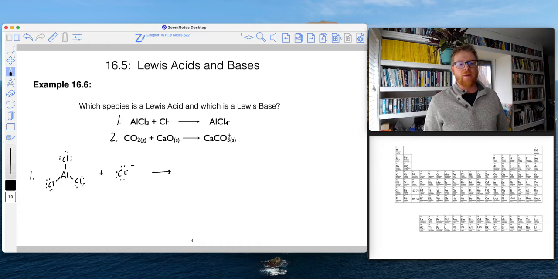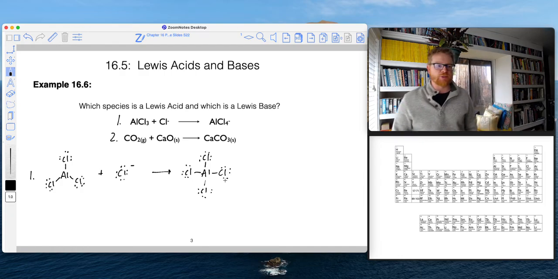And so now I'm going to also write the Lewis structure for the final product. And you can see here that that's just now an aluminum with 4 chlorines. And I think if you get the Lewis structures for all the reactants and all the products, that's going to help you see which way the chemistry goes.